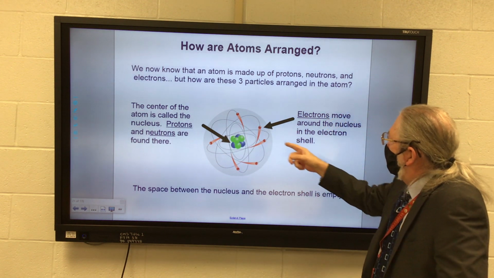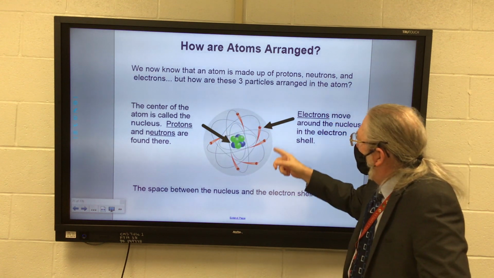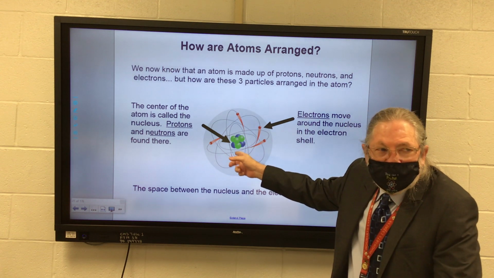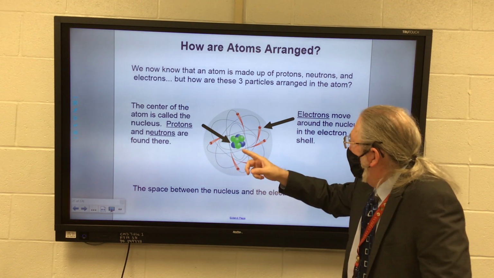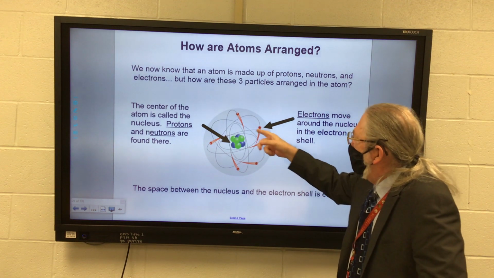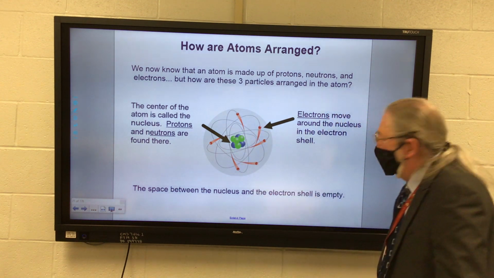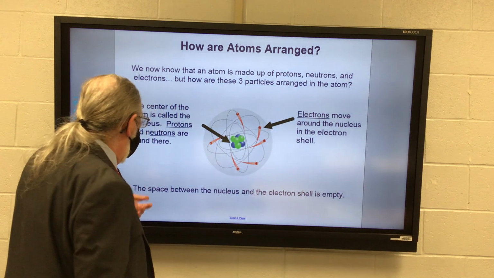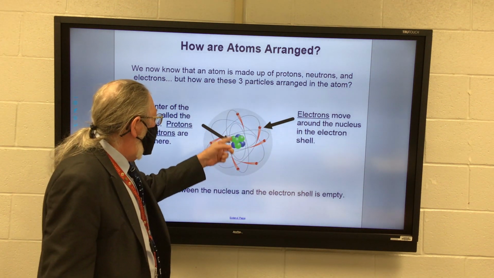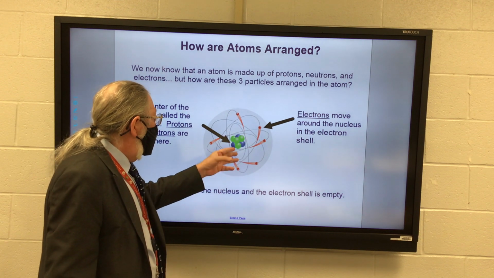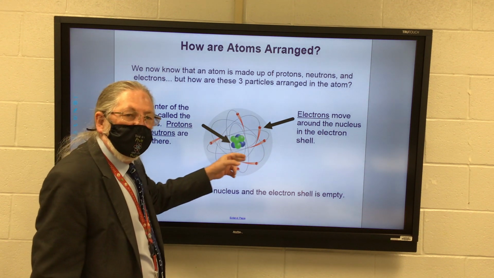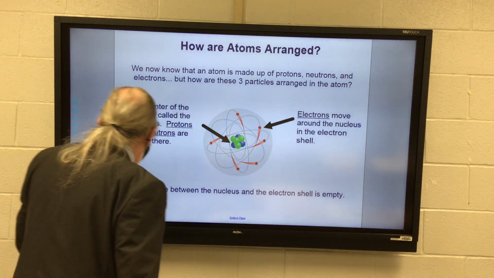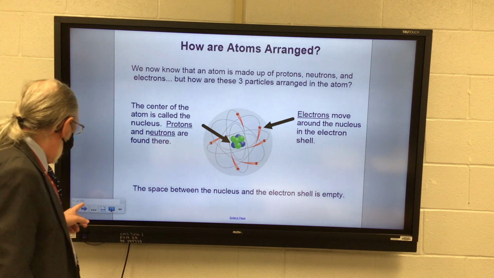around the nucleus in the electron shells. Okay, so they're on the outside of the nucleus. Protons and neutrons are inside the center of the atom, and that's the nucleus. Electrons are on the outside trying to get to the protons. Because why? Opposites attract, right? And you see all the space in between here? That's all empty space. These electrons are trying to get to the protons. So the space between the nucleus and electron shell is empty.